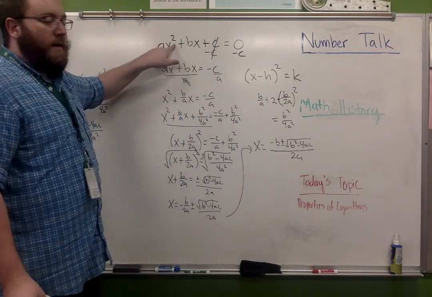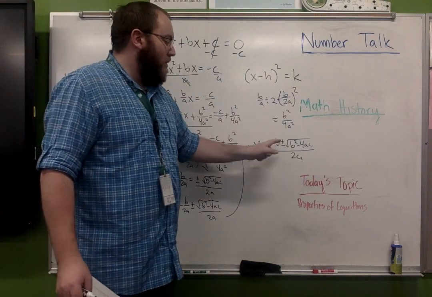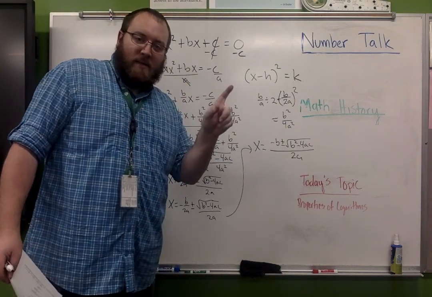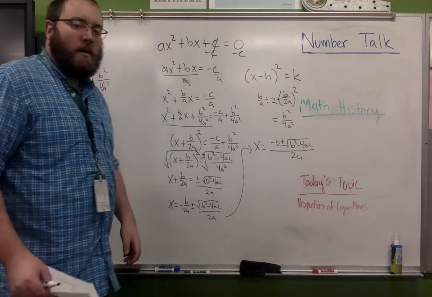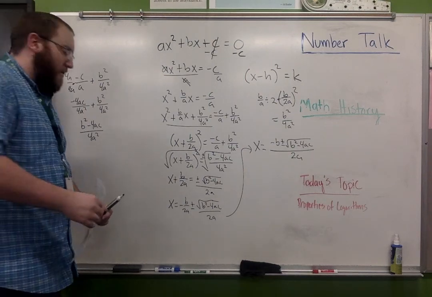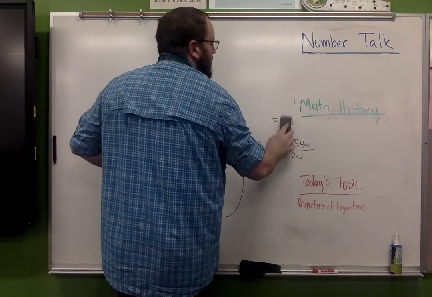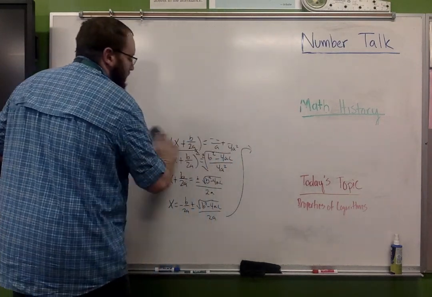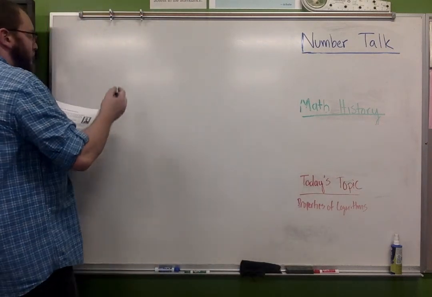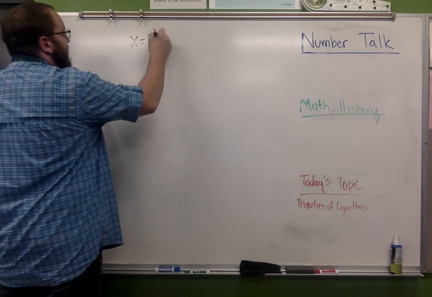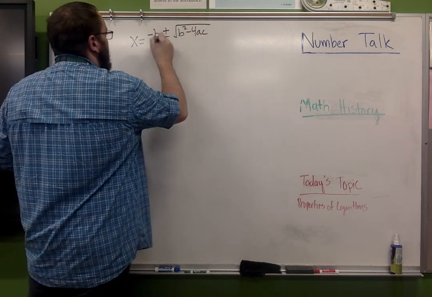In fact, we even have our two answers. This is a quadratic, degree 2, so we should get two answers. Well, it's plus or minus, a positive or a negative, so two answers. And this is our quadratic formula. That's what we're going to focus on mostly, so I'm going to rewrite it up here. x equals negative b plus or minus the square root of b squared minus 4ac all over 2a.